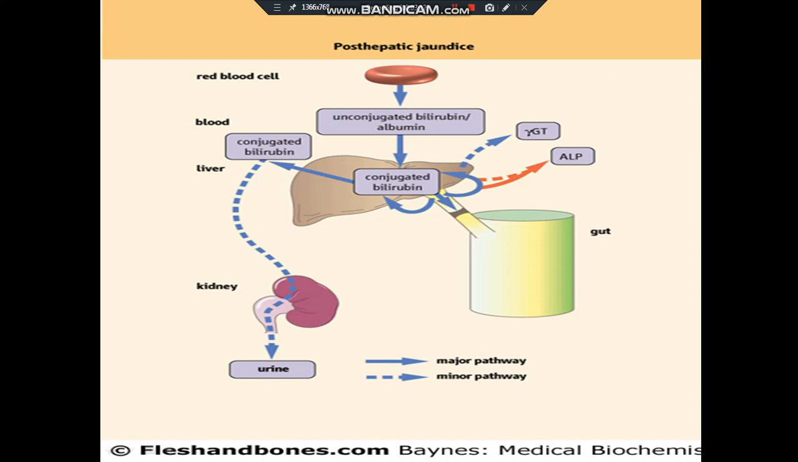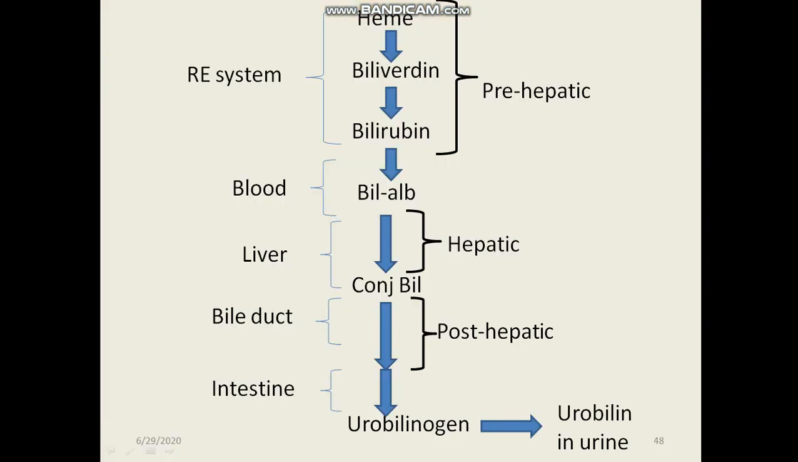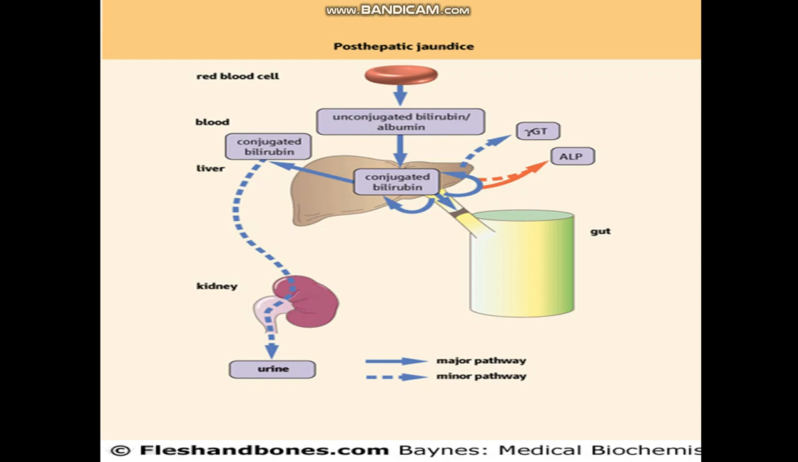In post-hepatic jaundice, there is a defect after release from the liver, either in the bile duct or common bile duct. This conjugated bilirubin is not released by the bile duct into the gut and reverts back to the liver, and conjugated bilirubin in the blood is increased, and through the blood it comes to the kidney and is excreted in the urine.